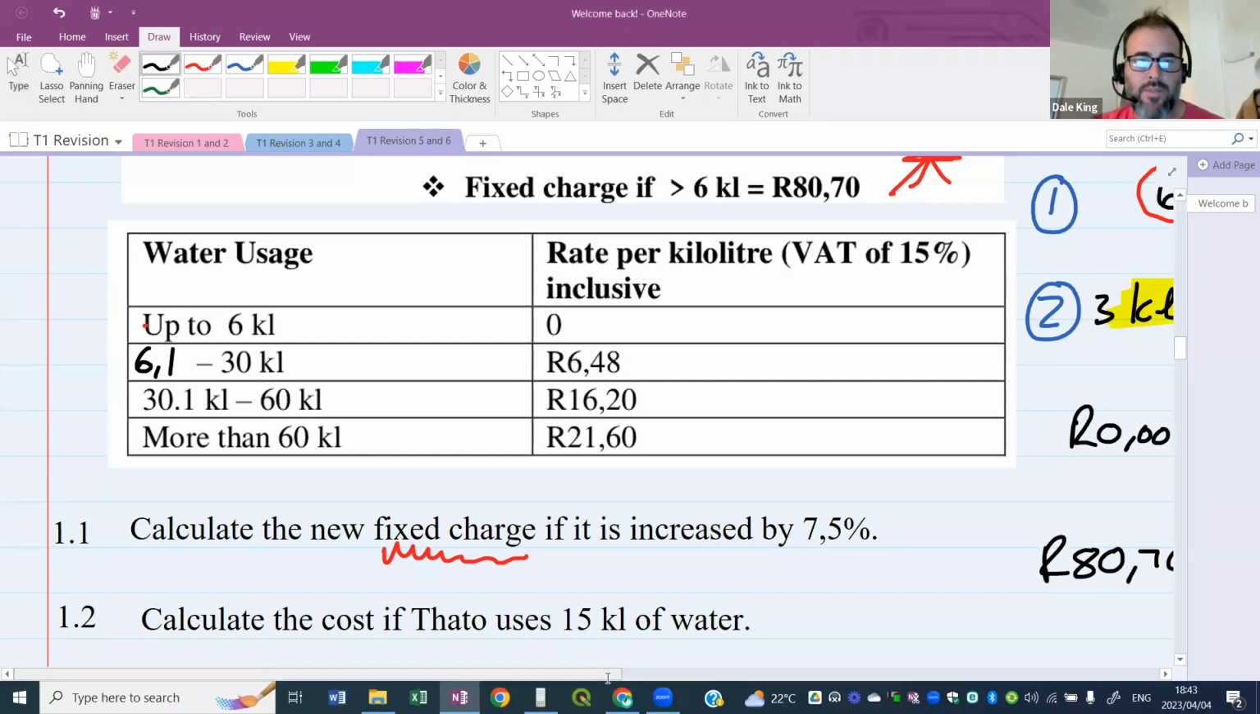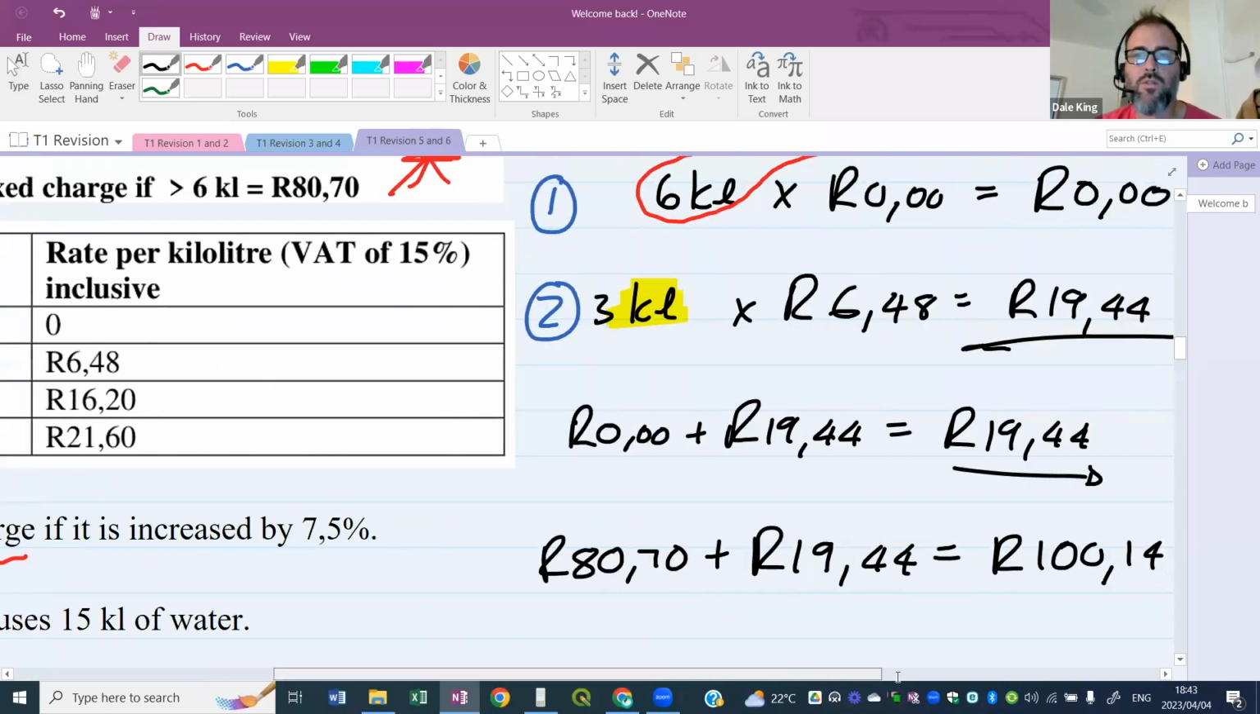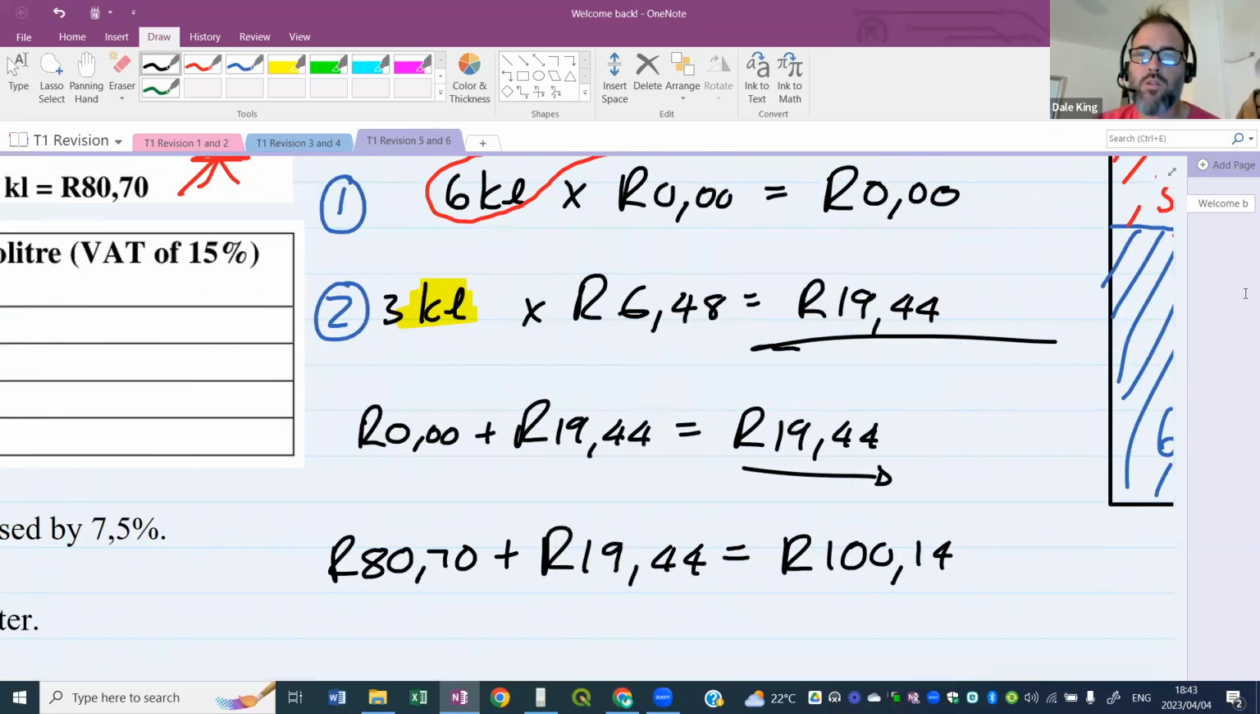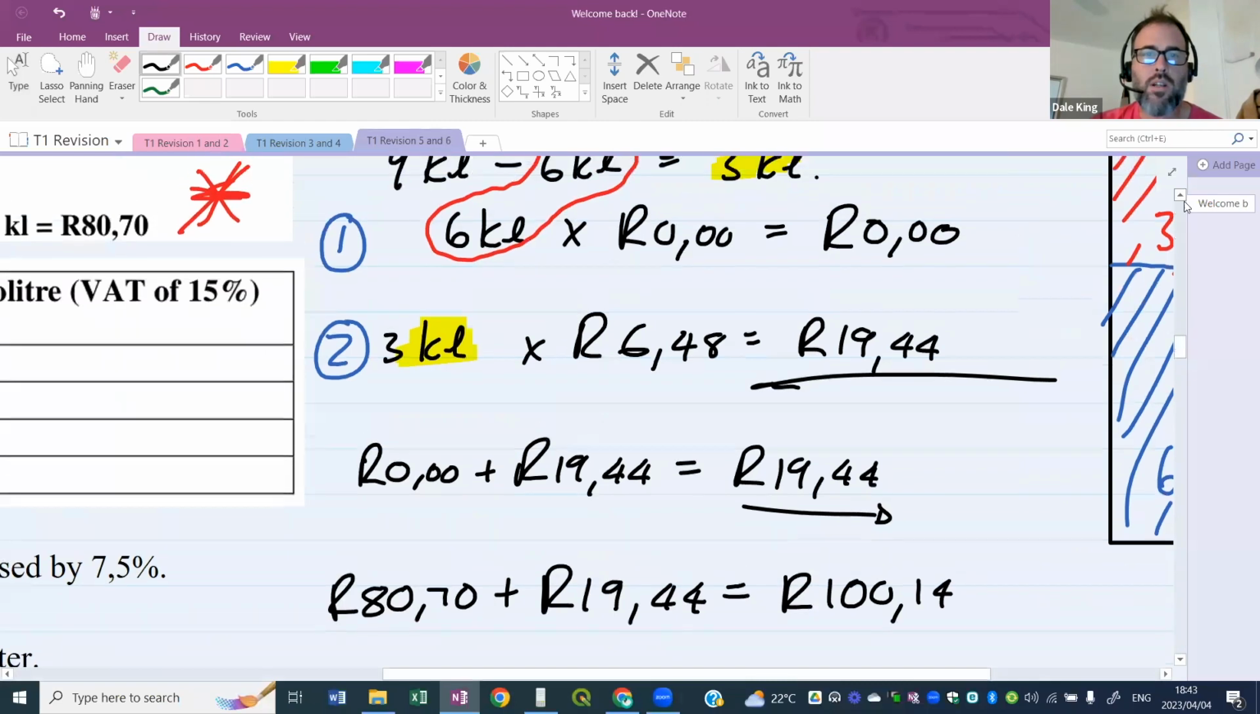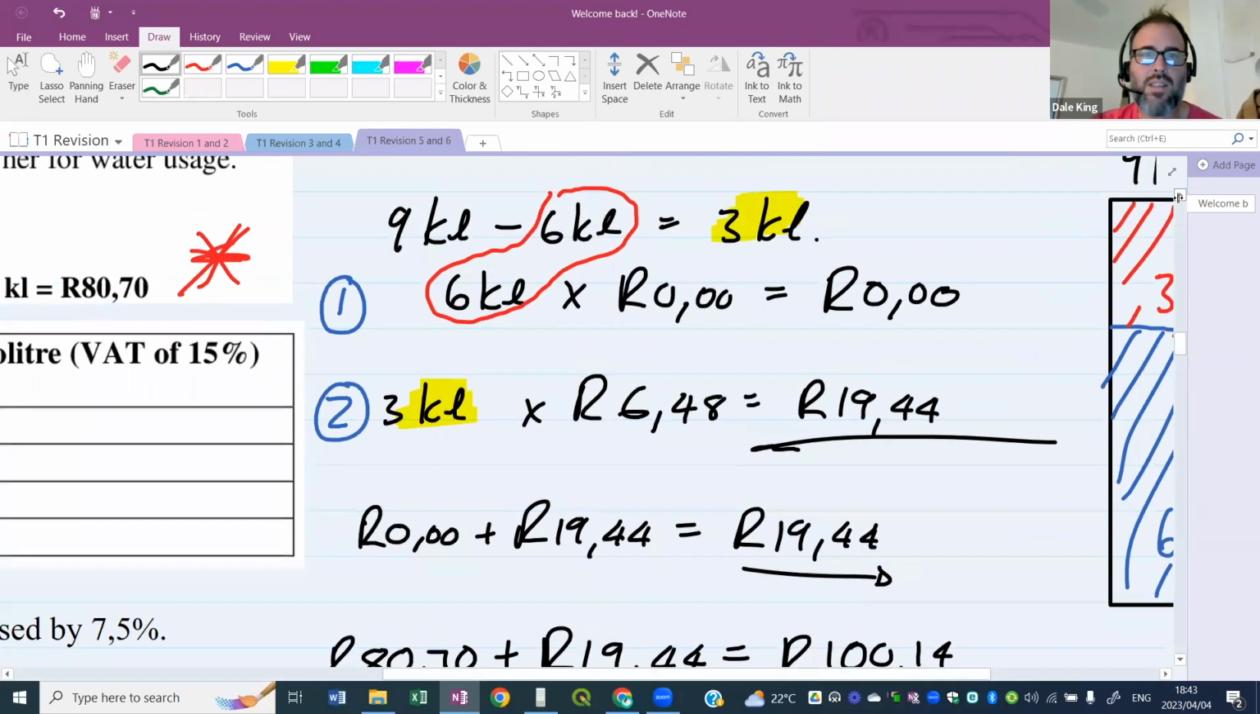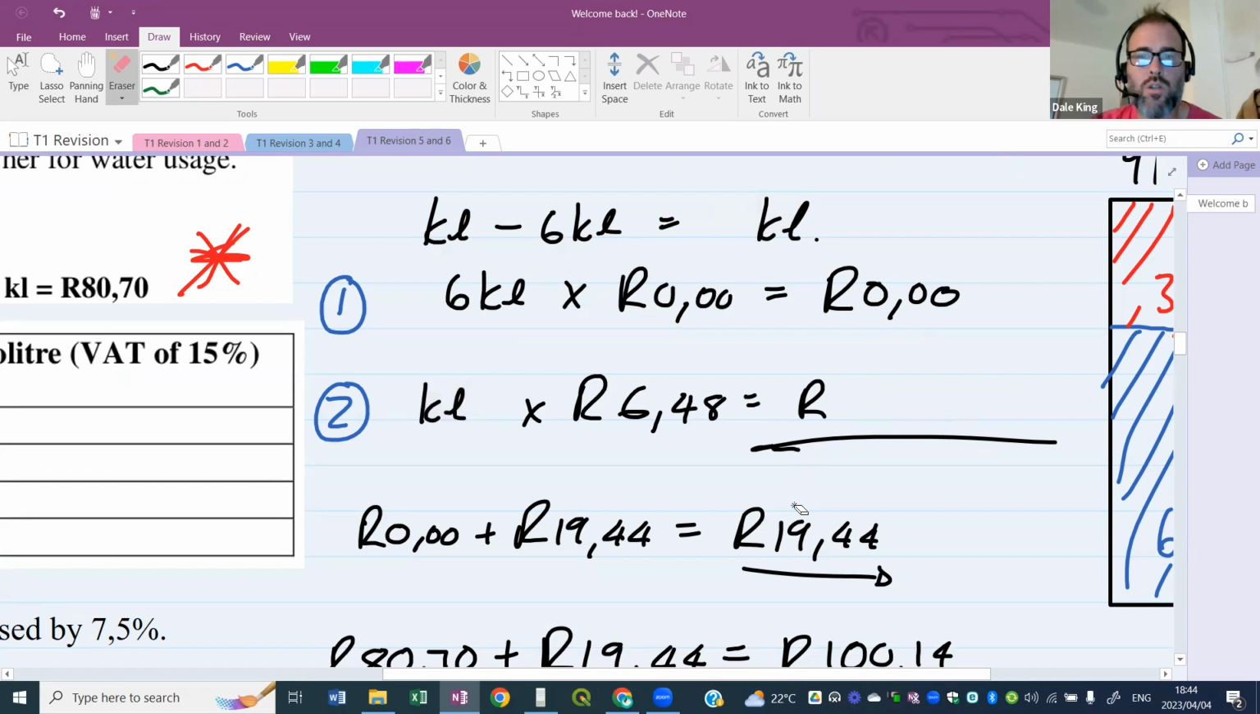All right, let's have a look. 15 kiloliters. Now I'm going to go back to my same calculations here because the method is exactly the same. Instead of 9, I'm going to put 15, which means that this will change, and that will change as well. This will also change. Let's remove that and that.